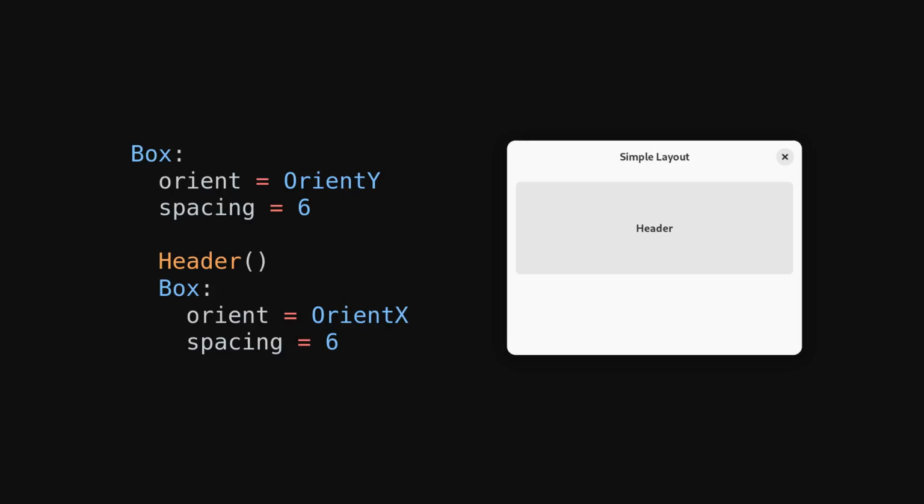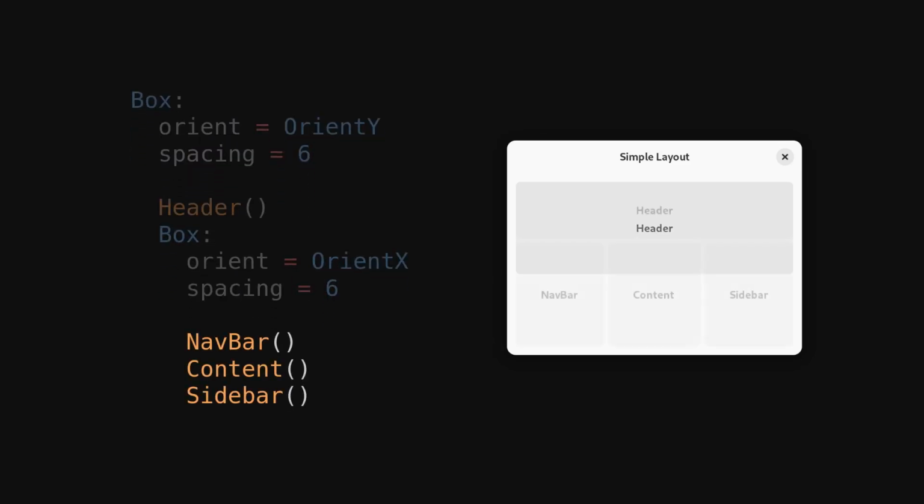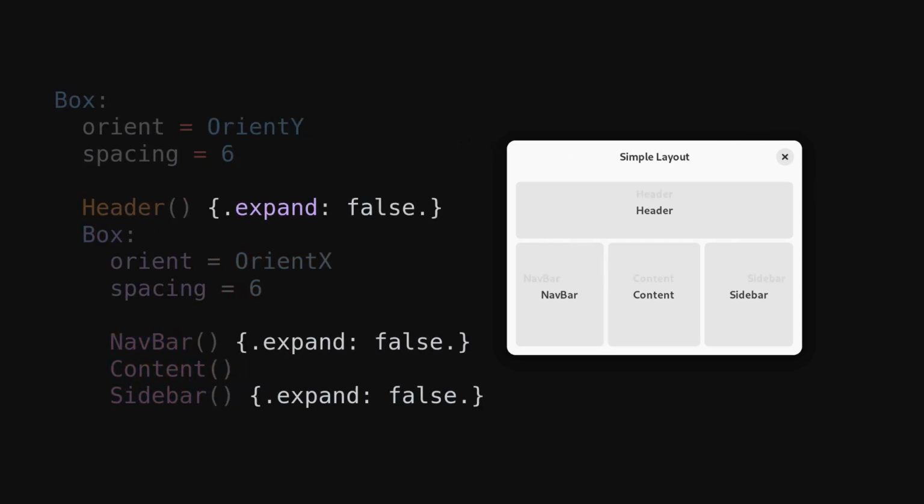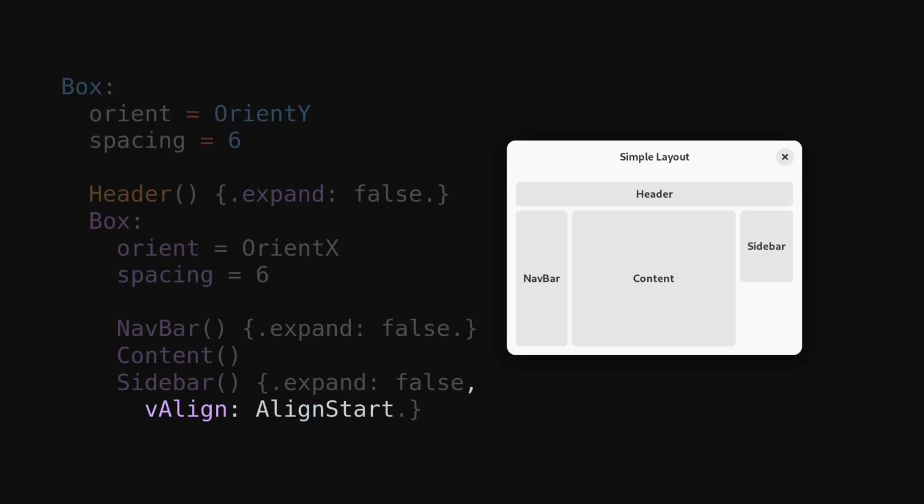First, we create a vertical box. It contains the header, and a second nested box. The nested box is oriented horizontally and contains the navbar, the main content, and the sidebar. We disable the expand property of the header, navbar, and sidebar so that they do not grow to take up any remaining space. In order to ensure that the sidebar doesn't extend to the bottom, we use the v-align property to move it to the top of its allocated area.